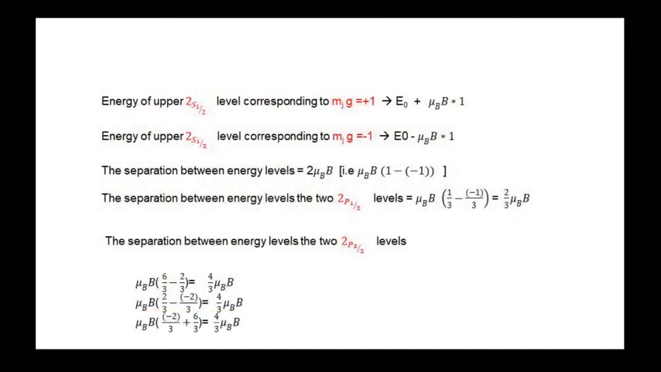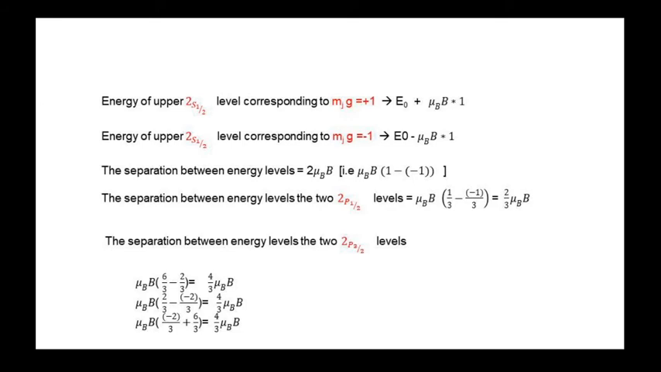And the energy of the 2s 1/2 level corresponding to Mj g equal to 1: we know that the interaction energy delta E is equal to mu B Mj g, and we have found this Mj g value. Substituting Mj g equal to 1, the interaction energy delta E equals mu B. So for the 2s 1/2 level, this energy is E0 plus mu B, and the same for Mj g equal to -1, the value is E0 minus mu B. So obviously the separation between the energy levels is 2 mu B, that is mu B times (1 plus 1).